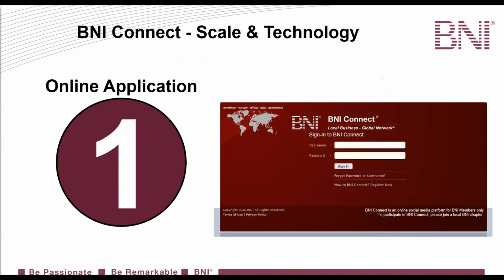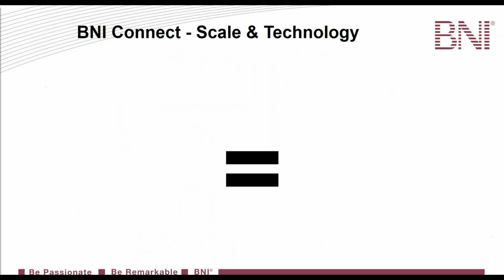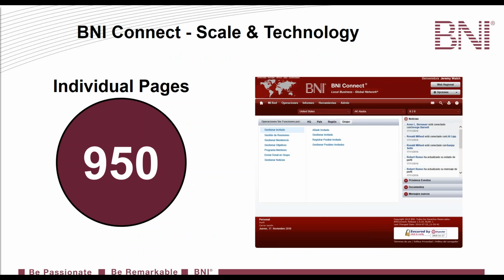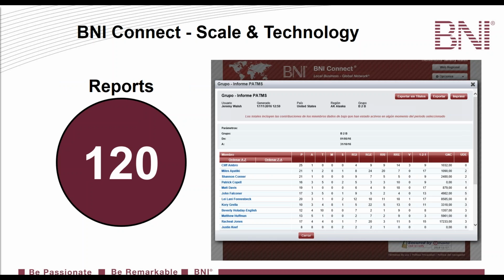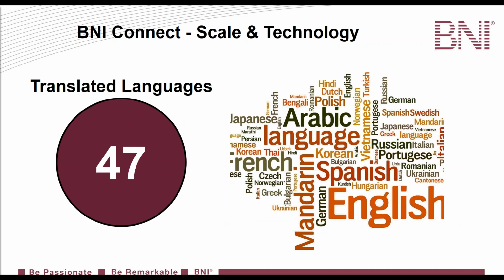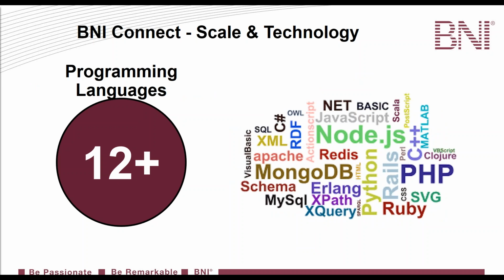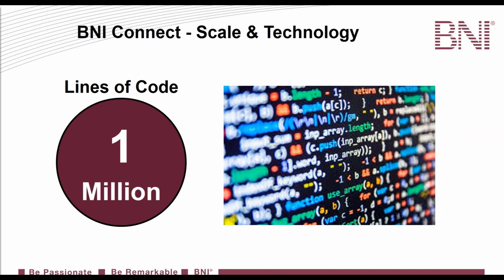So just to give you an idea of the scope of the technology, it is an online application. So it's not just a website, it is an online application, just like you'd have QuickBooks online or something like that. This one application consists of about 950 individual pages within the system itself. That's not even counting all the public web pages. This is just within the system. We have about 120 different reports, and one of the things that makes this so very complicated is that we are also translating everything manually into 47 different languages. So each time we add a new report or add a new function or come out with a mobile application, things like that, it has to be translated for all of these different countries that have a language other than English. It's also about a dozen different programming languages and of course about 1 million lines of code.